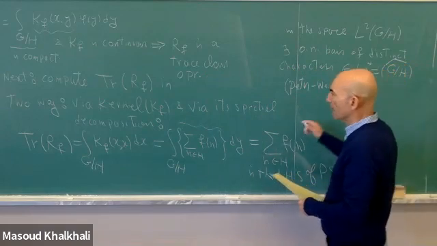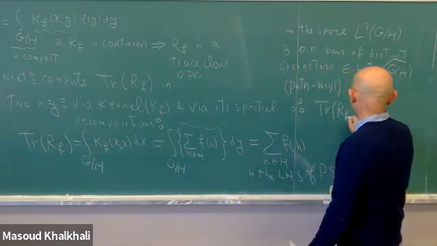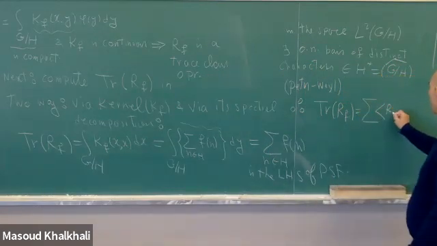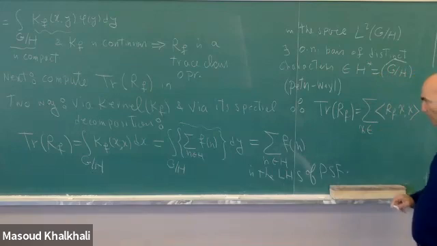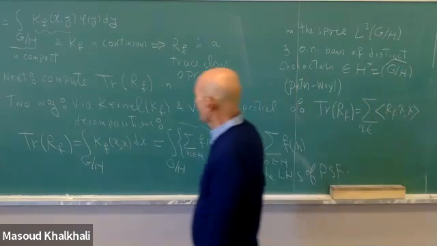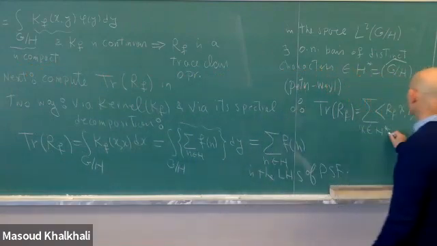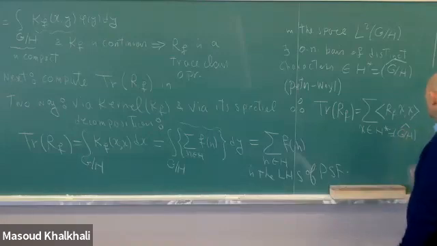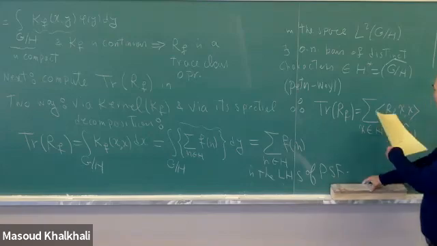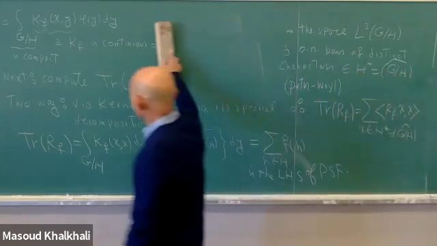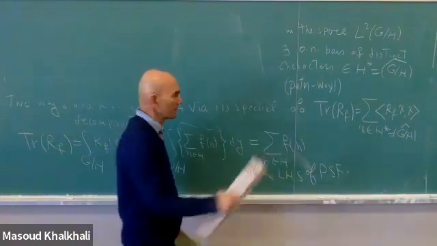So then the trace of R_f is equal to the sum of R_f chi, where chi belongs to the dual group of G mod H. So this is a sum of eigenvalues, basically. Now we claim that a character is an eigenfunction for this convolution operator. And that's the last observation.